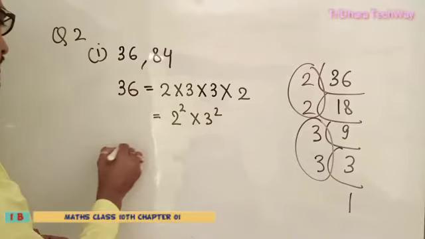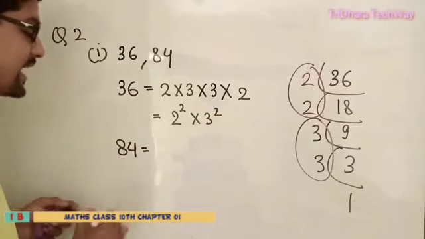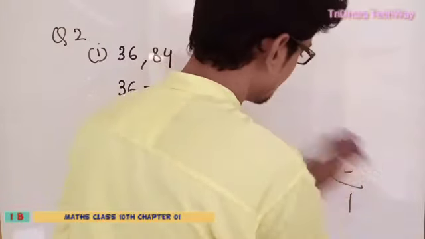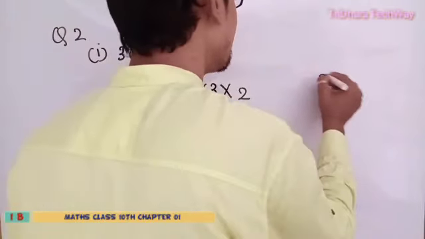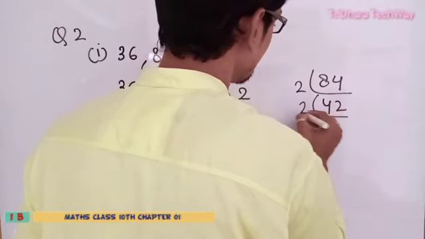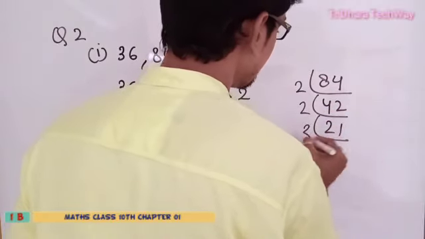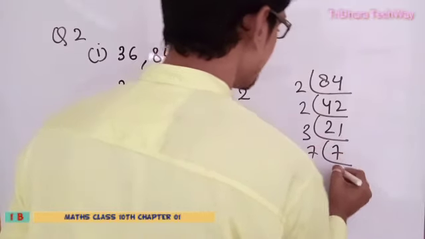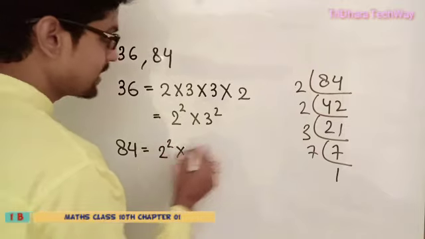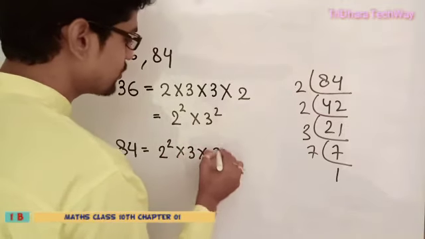Now come to 84. What do you understand for 84? Do like that, same again. Prime factors of 84 you can find by using this concept. 2 4s are 8, 2 2s are 4, 2 2s are 4, 2 1s are 2, 3 7s are 21, and 7 1s are 7. It means you can write 2 times 2 into 3 and into 7.